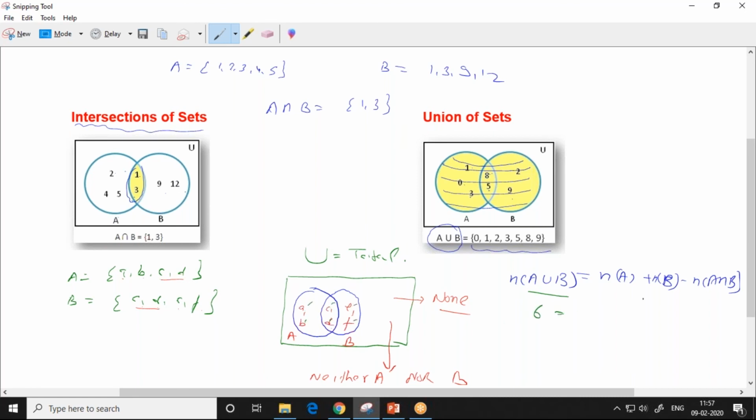We can say 6 is equal to n of A. How many elements do we have? 1, 2, 3, 4, so we can write 4 here. How many elements are there in set B? 1, 2, 3, 4. So we write 4 minus the number of common elements. You can see this region has 1, 2. Now you can see 6 is equal to 6. So the same overlapping sets, seen in terms of the number of elements, also satisfy the formula.